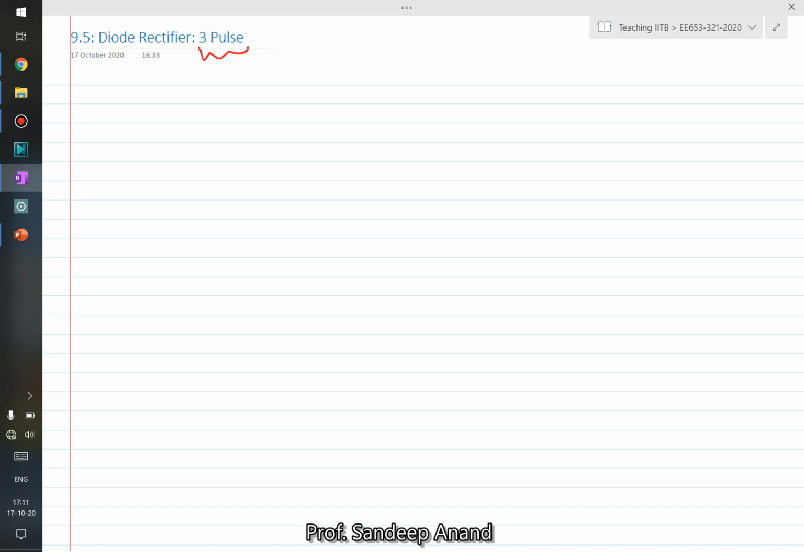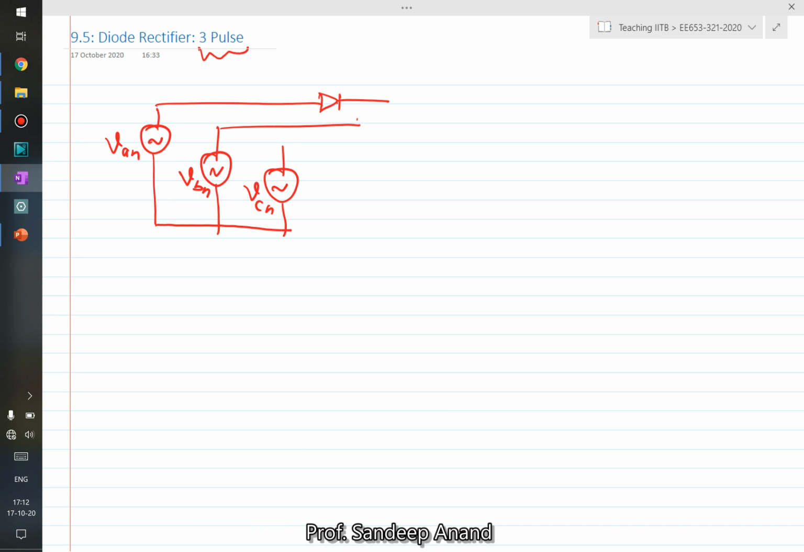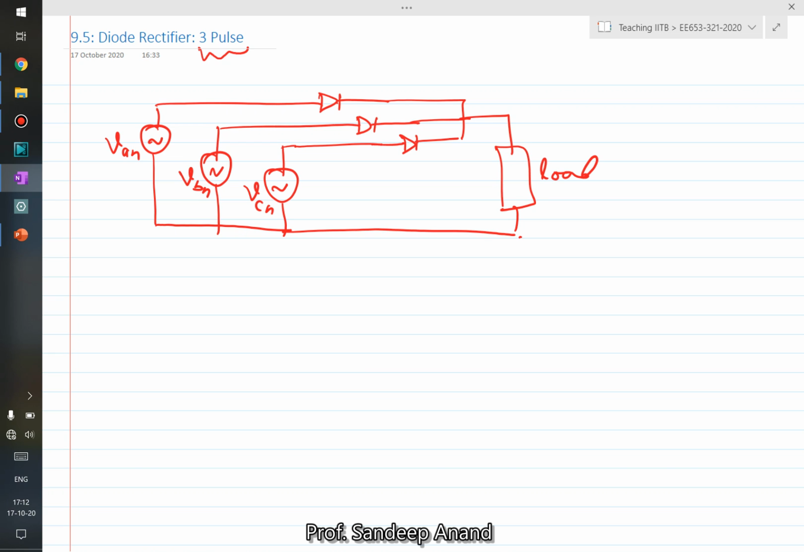So what is a three pulse circuit? If you consider a three phase source, wherein you have VAN, VBN, VCN, right, and connect three diodes and connect them to a common load. This is nothing but one of the three phase rectifier circuits, which is also called a three pulse circuit.